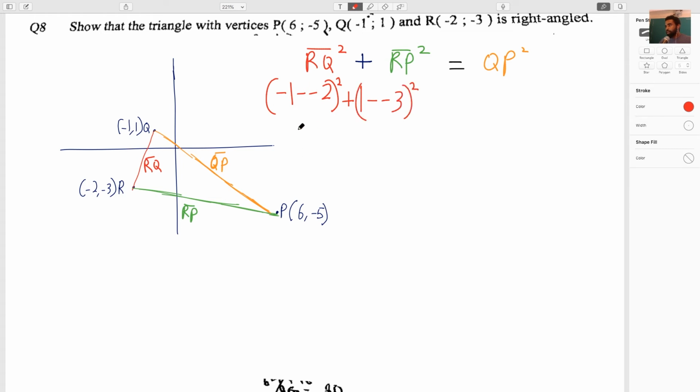Okay, and we can simplify this to be what? Minus 1 plus 2 squared plus 1 plus 3 squared. And then we can simplify this further to be 1 squared, which is just 1, plus 1 plus 4 is 4 squared, which is just 16. And finally, we simplify that to 17.